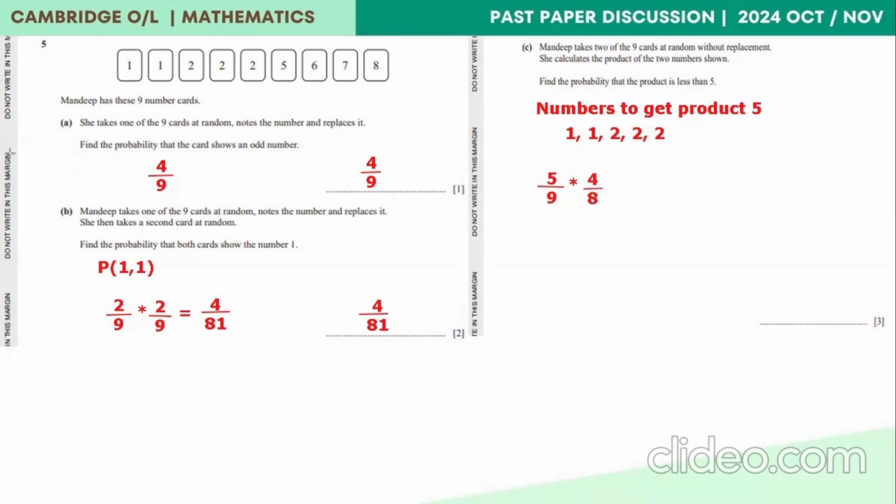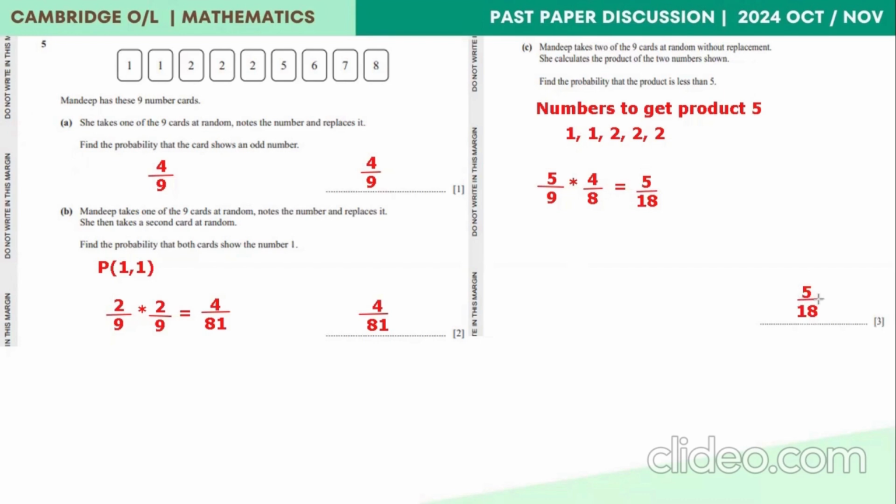So now we can just multiply these fractions, and that would give us the answer. If we put it in the calculator directly, we'll get a simplified answer that is 5/18. So our final answer is 5/18.